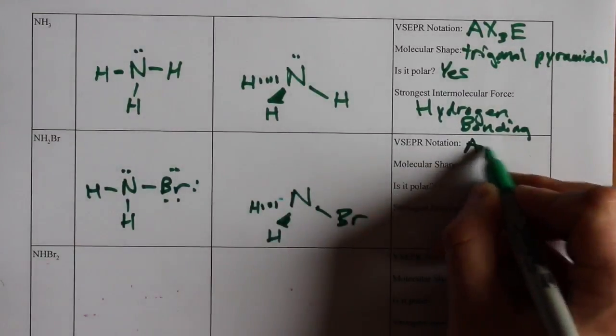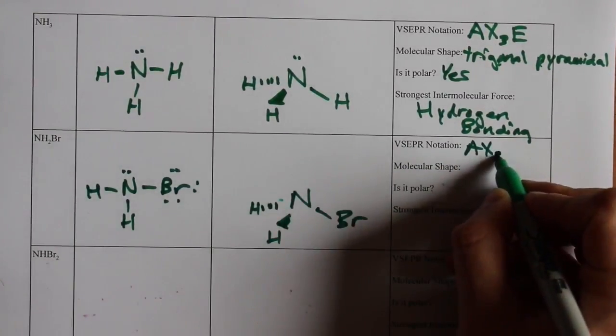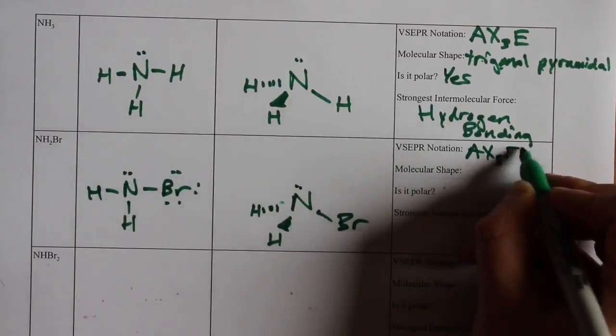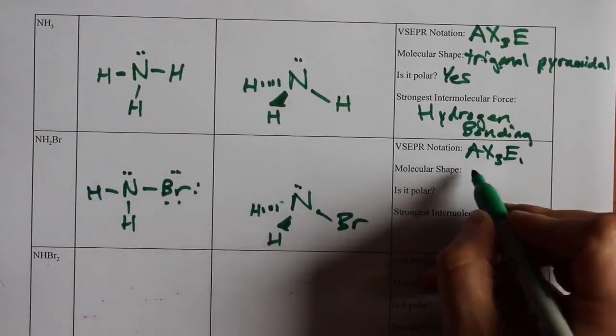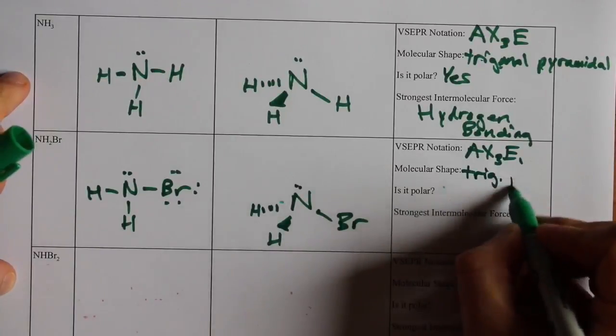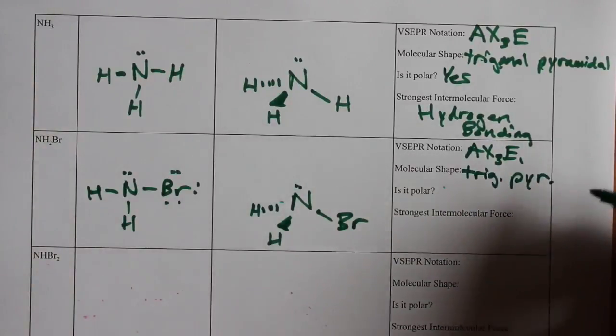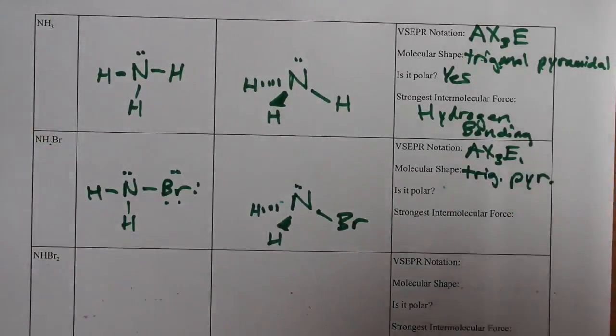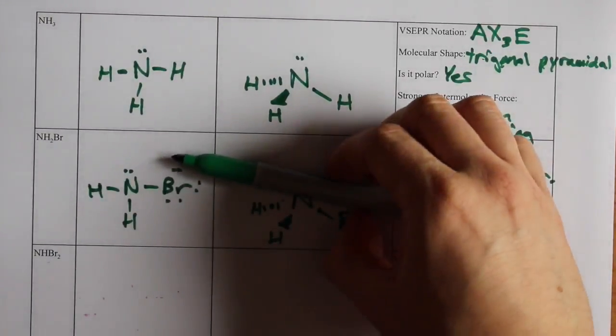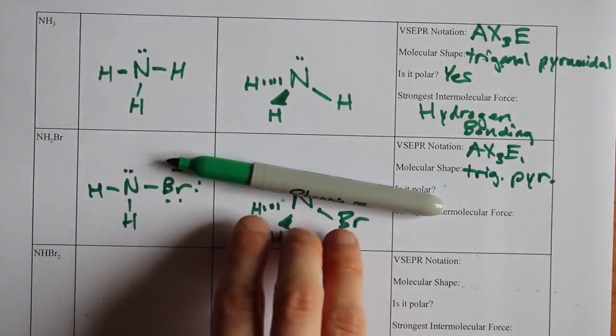The VSEPR notation is the exact same because you have 3 atoms and 1 lone pair. The molecular shape is the same. I'm going to call it trig here because I don't feel like writing that out. And again, I could slice it this way and show you that there are 3 atoms below that line and none above, so it's imbalanced.